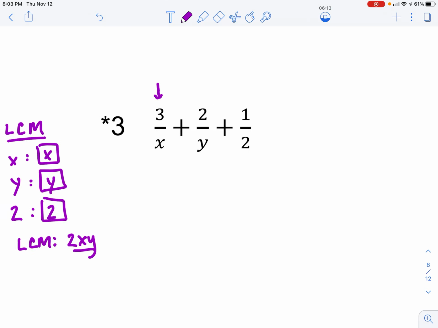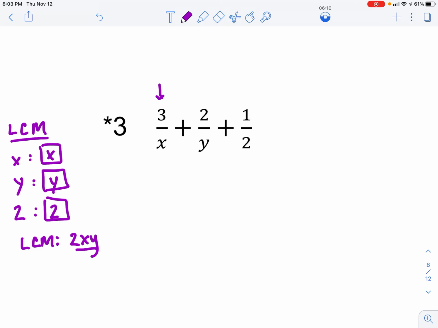I need to make this a 2xy down here. So I need to multiply this with 2y in order to make it a 2xy. But remember, whatever I do to the denominator, I must also do to the numerator. So in that fraction, we're going to multiply it with 2y in the numerator as well. On the second one, how do I make that y become 2xy? I'm going to multiply it with 2x. And remember, again, I'm going to do the same thing up top here.